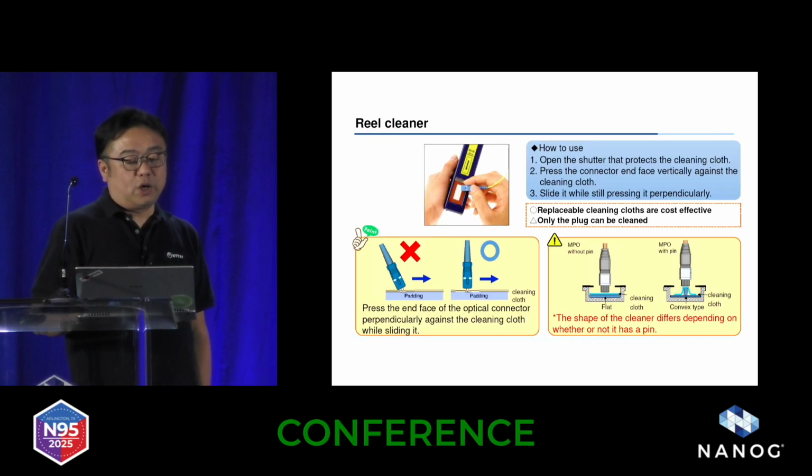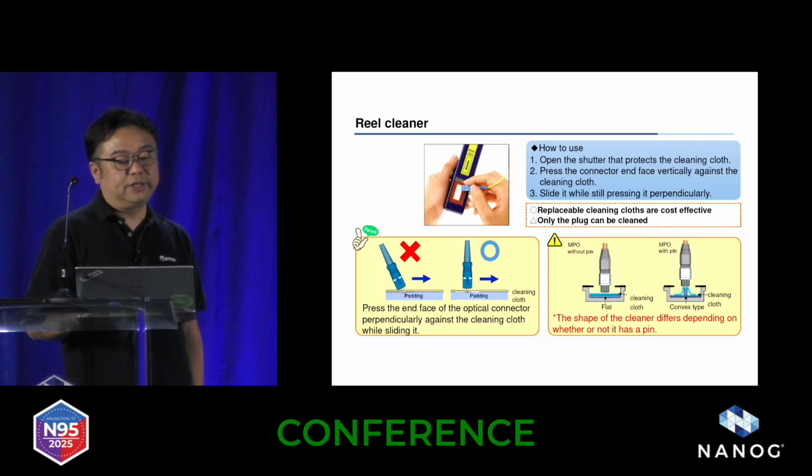The first one is a reel-type cleaner, specialized for cleaning the connector side. To use it, first, open the shutter. Second, place the connector interface vertically against the cleaning cloth. Third, slide it while still pressing perpendicularly. The important thing here is to place the optical connector interface vertically against the cleaning cloth with enough force to slightly make a dent in the cleaning cloth while sliding it.